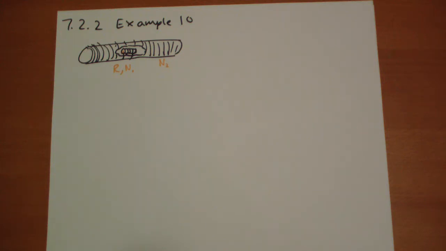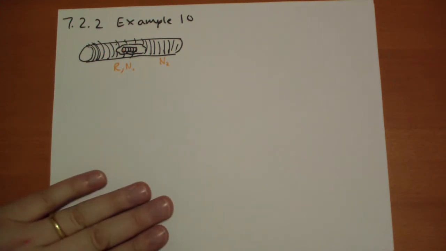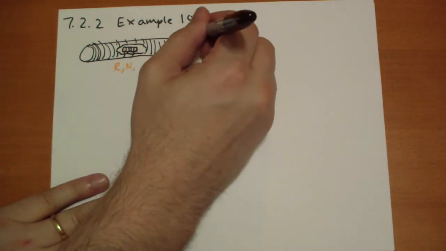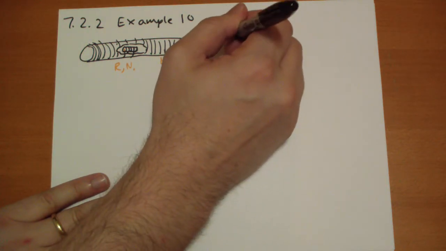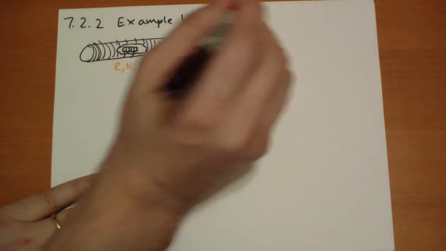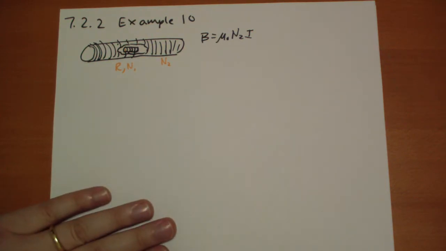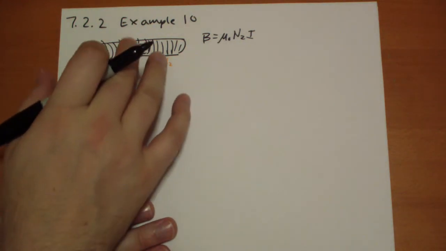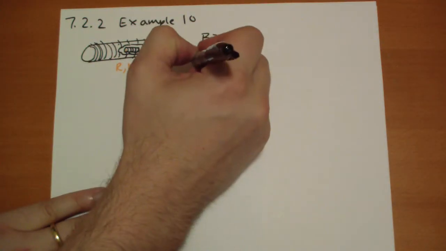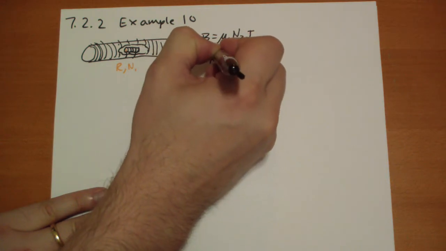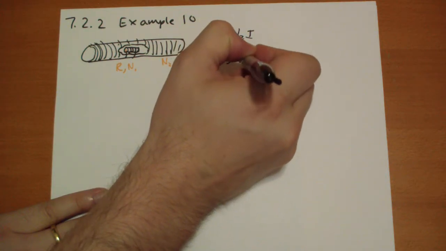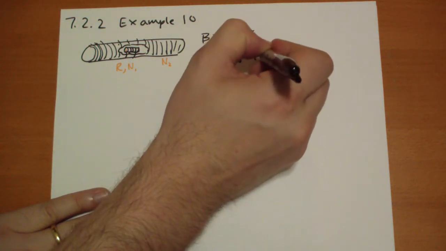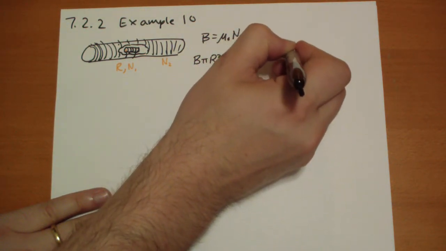Okay, so the magnetic field generated by the outer solenoid is, drawing on previous equations, mu naught, the number of turns per unit length, times the current flowing through it. Okay. So the flux through a single loop of the guy on the inside there is just B pi r squared. And so that gives us mu naught N2 I pi r squared.